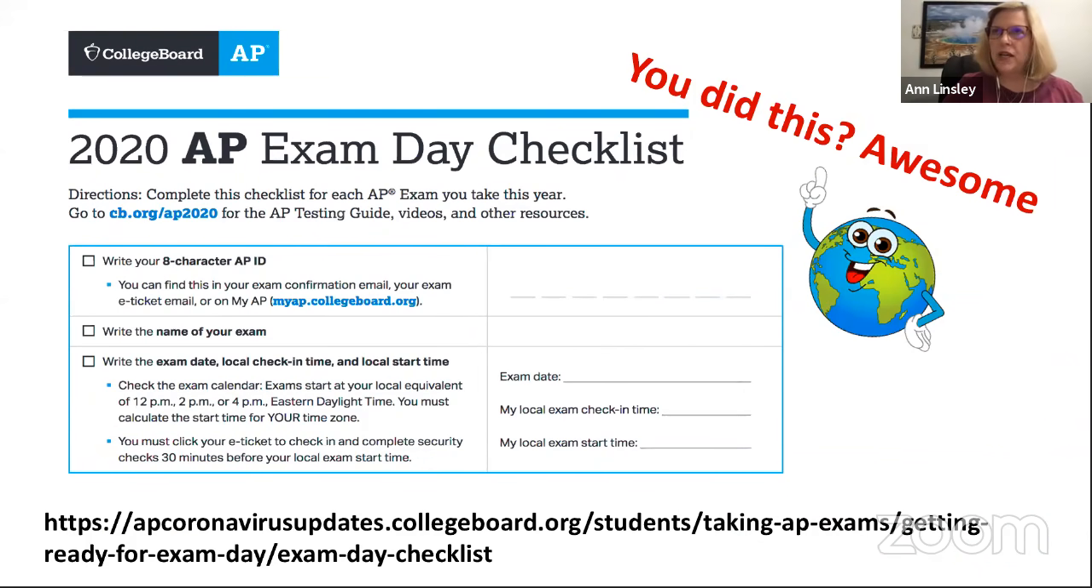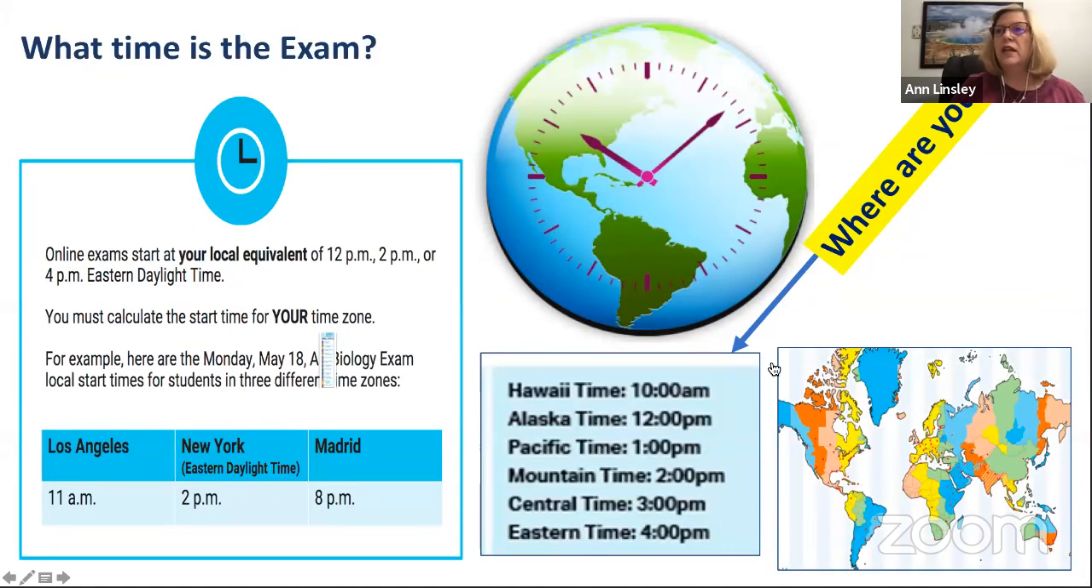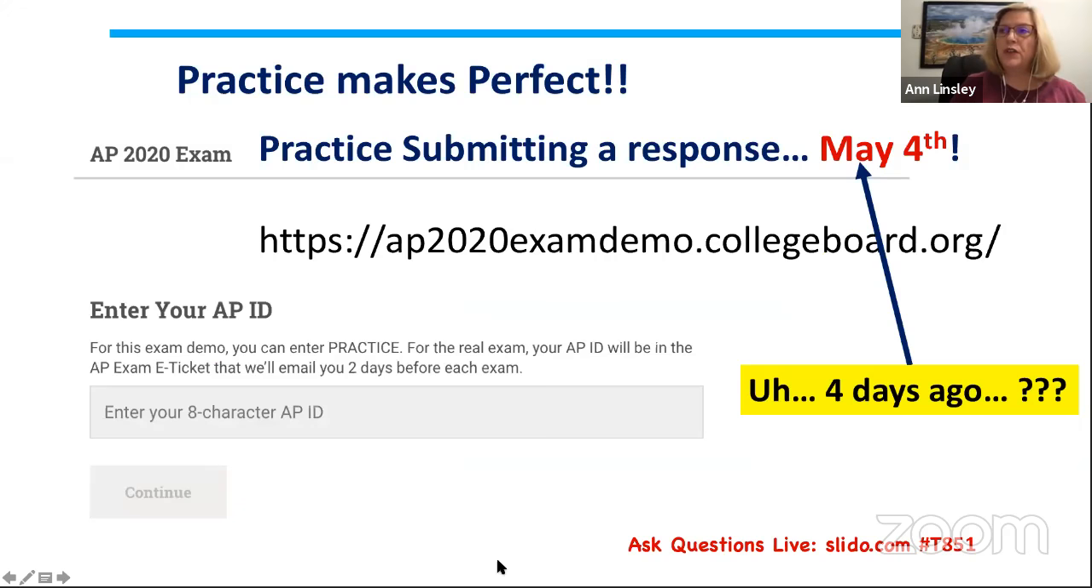Did you address the exam day checklist? Did you print it out, or did you at least save it on your computer? Did you get all this information in here, your AP ID number, the name of your exam? Did you do all this, including putting in the exact time that it starts? Have you looked it up? I'm not going to tell you any times because I'm in a different time zone than some of you, and I don't want to mess anything up. But you need to look at your time zones. If you're over there in Spain, you're taking this exam at 8 p.m. Okay, that's not here.